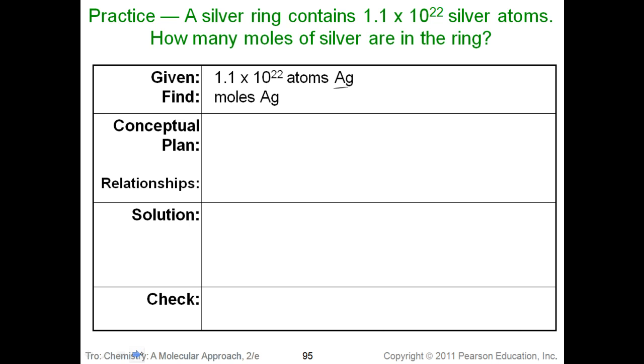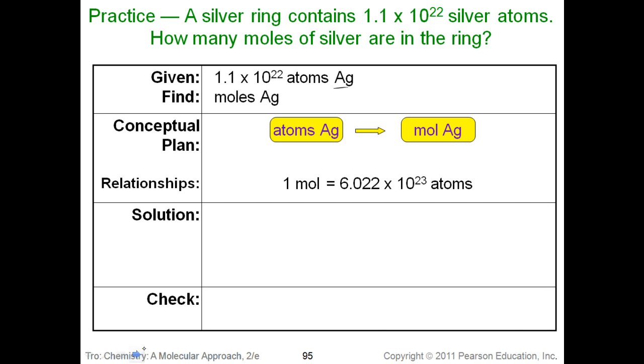So the plan's going to be start with what's given and convert to what you're trying to find. Atoms to moles. The relationship is the same. 1 mole equals Avogadro's number. The difference on this problem, we want atoms in the denominator and we want moles in the numerator. So instead of dividing both sides by 1 mole, we're going to divide both sides by Avogadro's number.